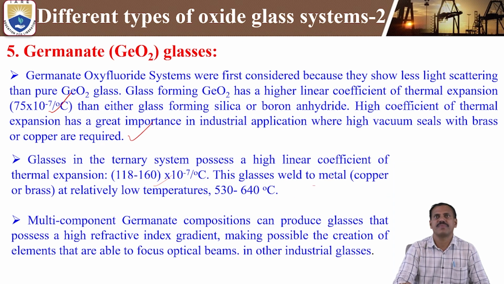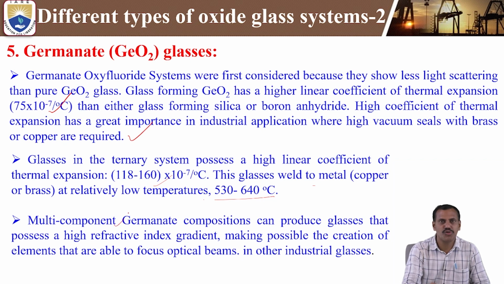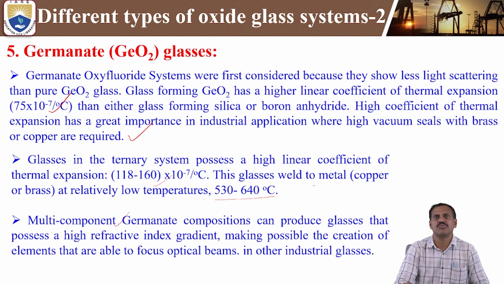These glasses weld to metal, copper or brass at relatively low temperature. They can be used when the temperature is very low, that is 530 degrees centigrade to 640 degrees centigrade. At low temperature we can prepare this kind of glass systems. Next, multi-component germanate glass compositions can produce glasses that possess a high refractive index gradient.